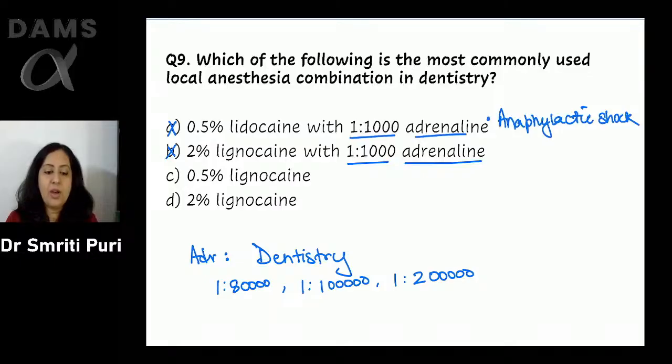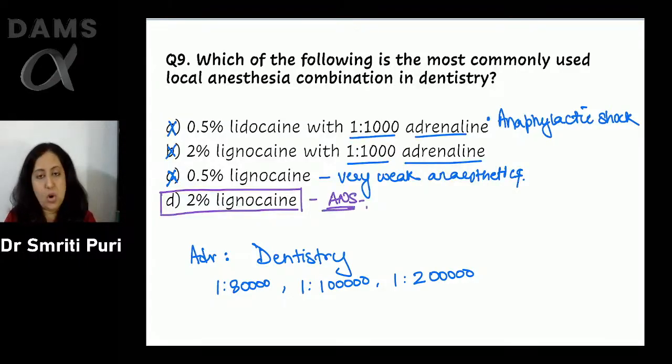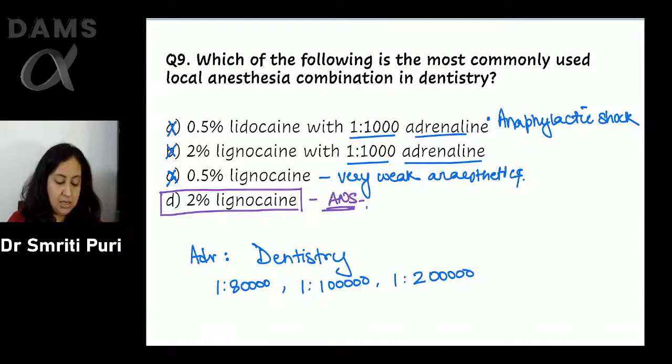Option C, 0.5% lignocaine is a very weak anesthetic. So it will not give any anesthesia or analgesia. So this is also not used. The correct answer is 2% lignocaine. Now 2% lignocaine no doubt is short acting and it cannot be used in long procedures, but amongst the given options the best that you can pick is 2% lignocaine. Okay, fine. Is it understood?